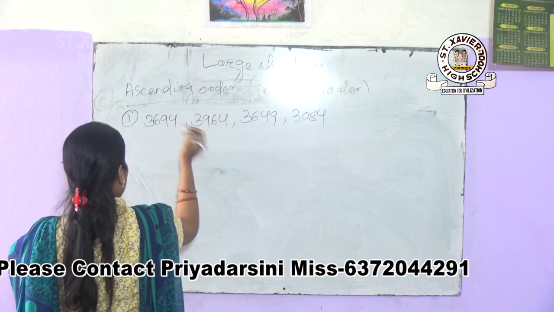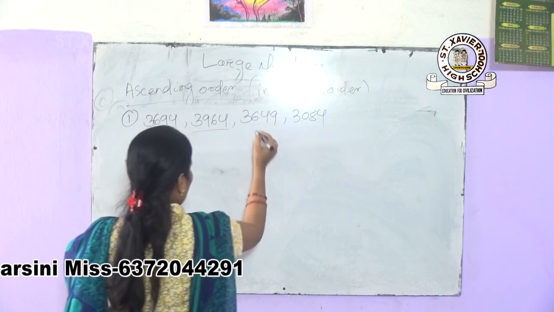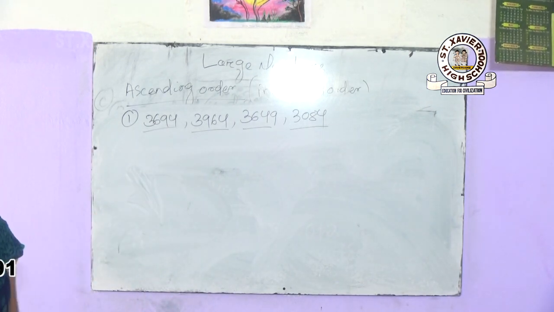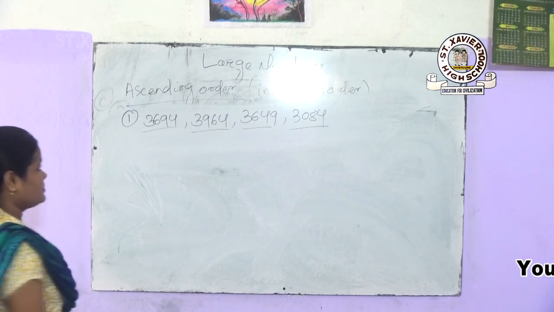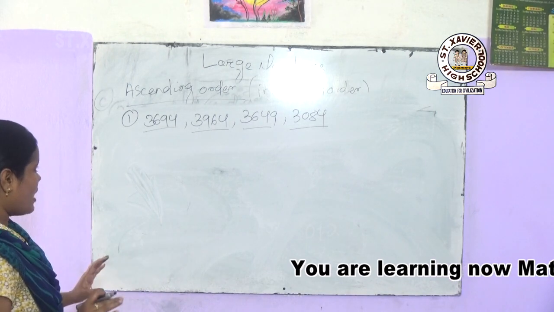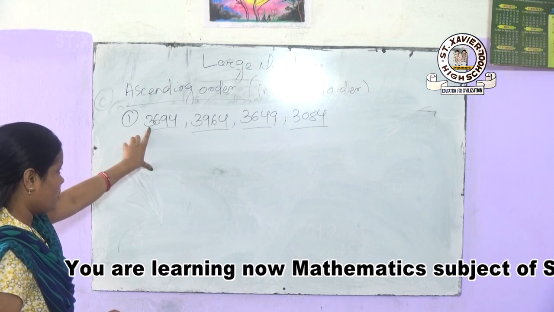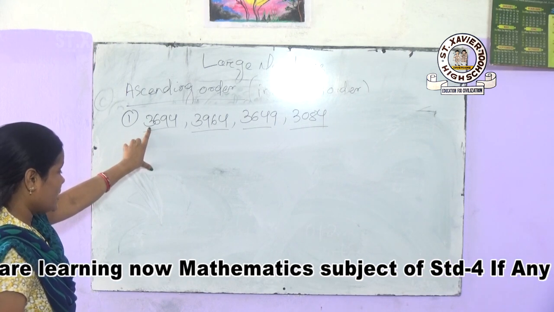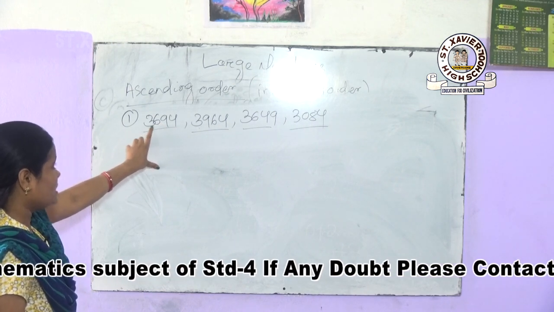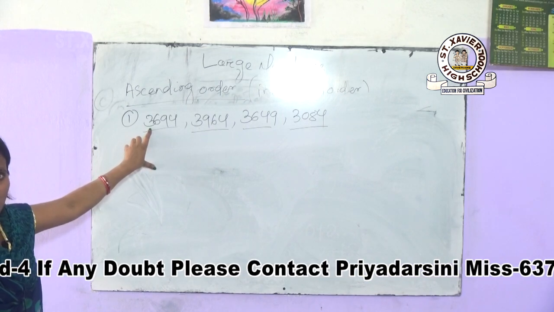So here, how many digits? 1, 2, 3, 4 digit numbers. So here all the numbers are 4-digit. First of all, how can we arrange the numbers? We identify the place values: this is the ones place, this is the tens place, this is the hundreds place, this is the thousands place. We start from the thousands place, not from the ones place.